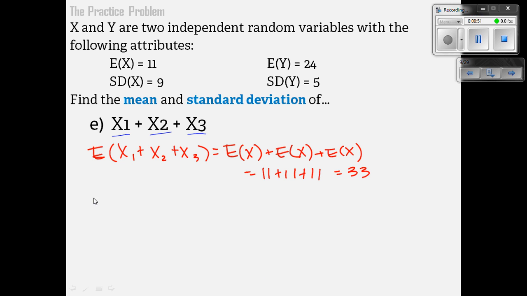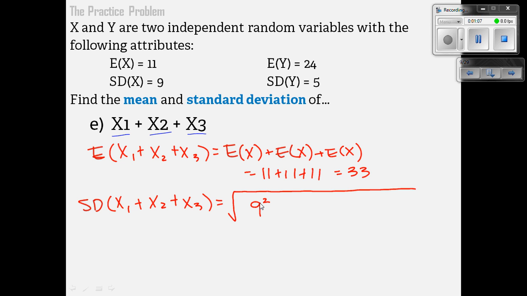But when we do standard deviation of x1 plus x2 plus x3, well, I can't just do it as 3x and just multiply by 3. I have to do the formula. So I would do standard deviation of x, or 9 squared, plus standard deviation of x, or 9 squared, plus 9 squared. Okay? So I'm using it as if it's 3 separate random variables, as opposed to just multiplying by 3. And it comes out different when we do that. We end up with square root of 243, which is about 15.6 as our answer.